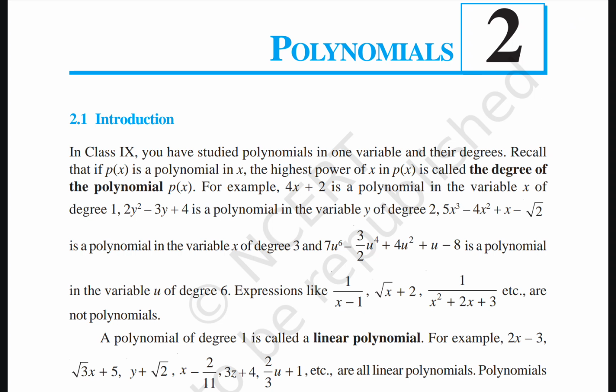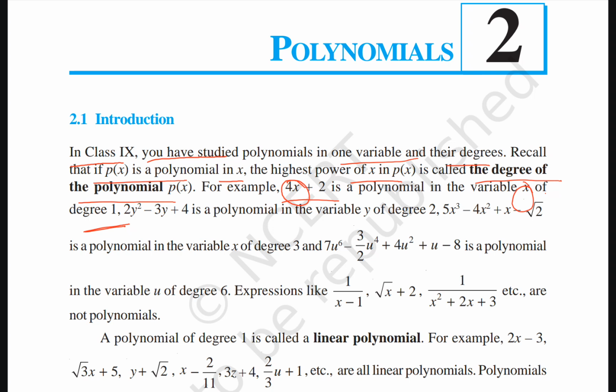Now see here, in class 9 you have studied polynomials in one variable and their degrees. So if p(x) is a polynomial in x, the highest power of x in p(x) is called the degree of the polynomial. For example, 4x + 2 is a polynomial in the variable x of degree 1.